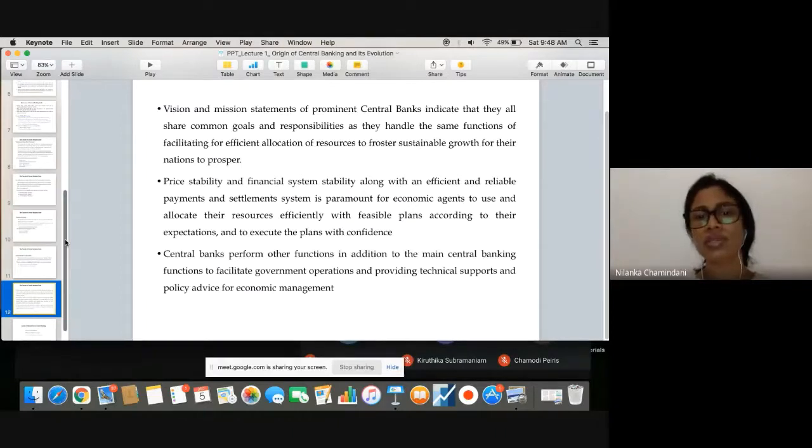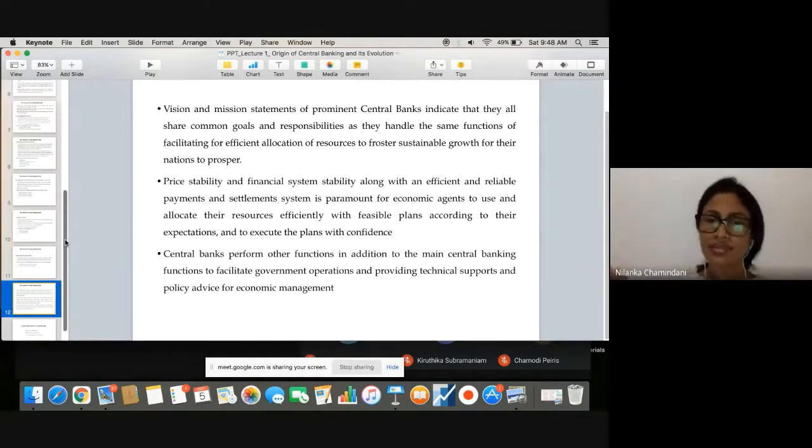These elements are all paramount for economic agents to use and allocate their resources efficiently, with feasible plans according to their expectations. A very long sentence, right? But I'm telling you, economic agents. Who are the economic agents? Basically, there are households, right? Business entities are there. They are the entrepreneurs, right?